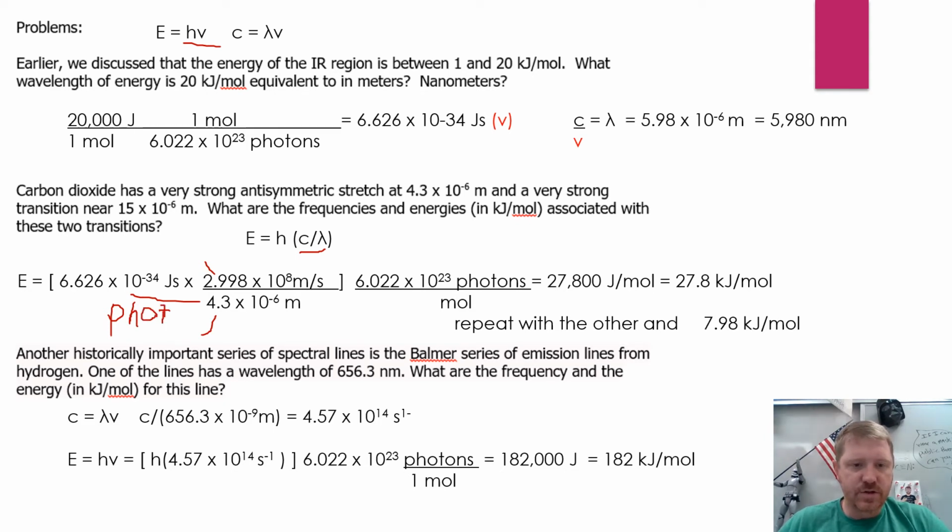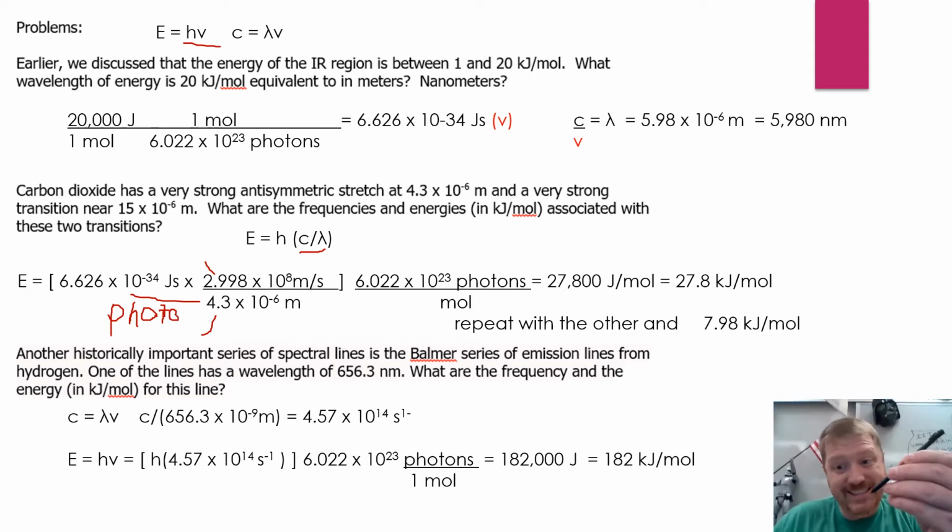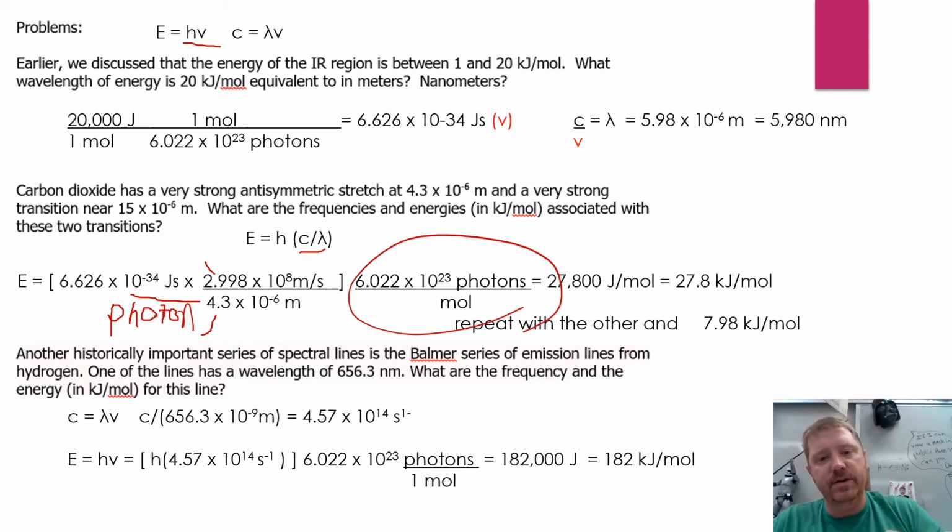And I'm having trouble writing with my mouse, which is stupid because I have a stylus. I should just be writing on the screen. There we go, per photon. So joules per photon. And I need to convert photons into moles, which is what Avogadro's number is doing here, changing it to photons. And it comes out to 27,000, which I need to convert to kilojoules, so 27.8 kilojoules per mole. Kind of the same thing going on in the last one, but just in the reverse direction, and I think you can figure it out and think it through.